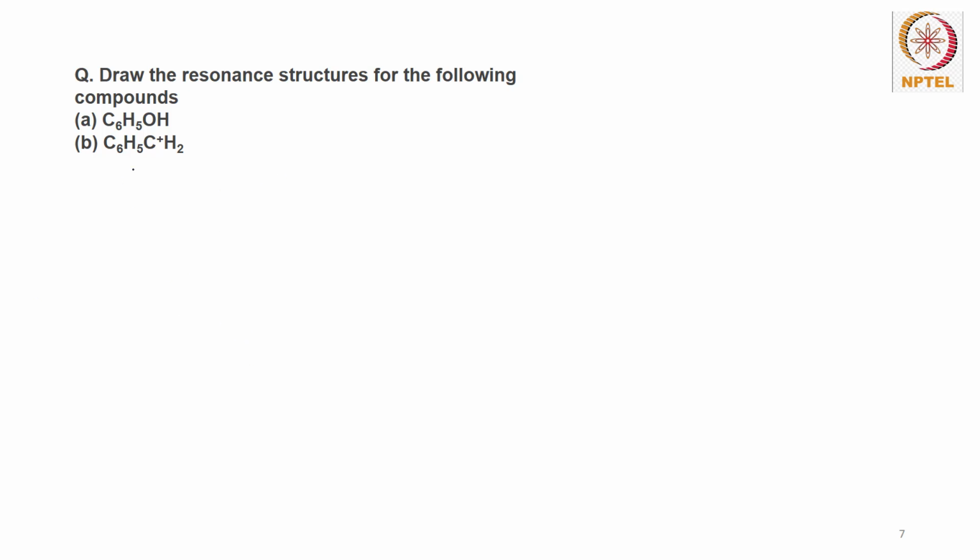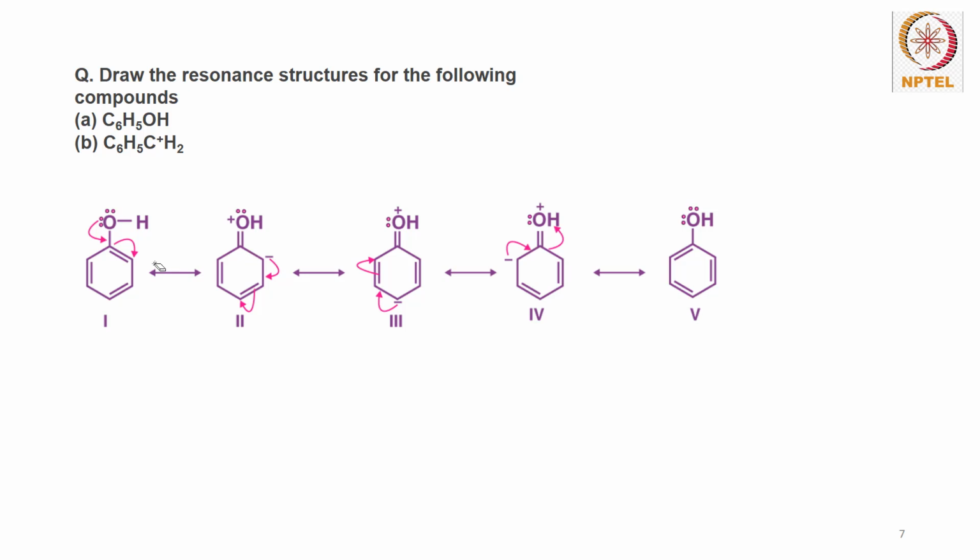Okay, let's start. So this is just a phenol, which I have already shown. So here you can see, how will it go? The oxygen lone pair will come here. It will go here, and it will be a negative charge. The lone pair goes here, similarly. So these are all the resonating structures of this phenol.